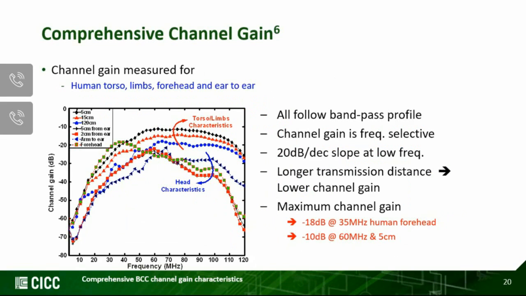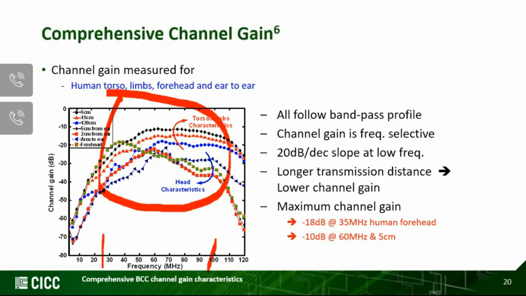Also measured with varying the distance and with different locations, from torso to limbs or from head to head and so forth. You can see that all of them follow roughly the same bandpass characteristic from around 20 megahertz up to around 100 or 80 megahertz, I would say. And you can see the maximum channel gain is at around 50 megahertz, around 35 to 60 megahertz, with the resulting path loss being around minus 10 dB, which is very, very good compared with the RF on the human body.